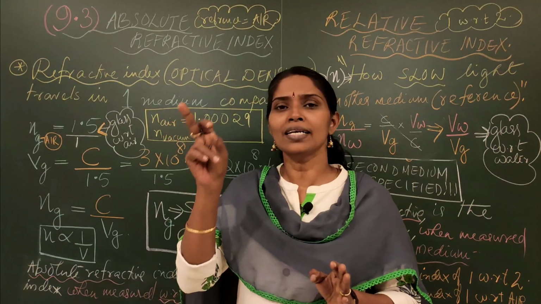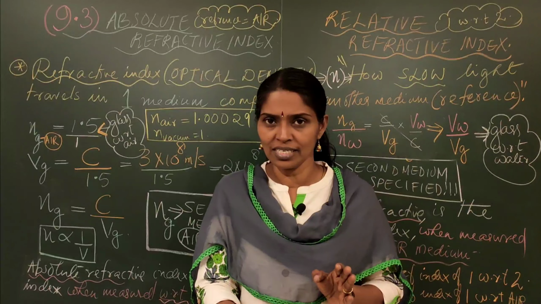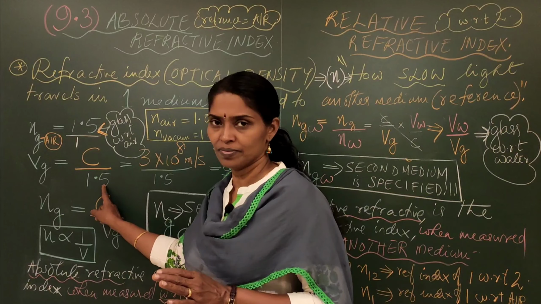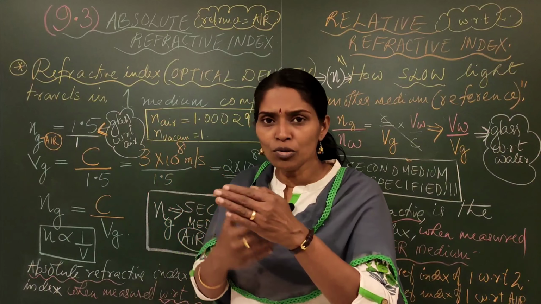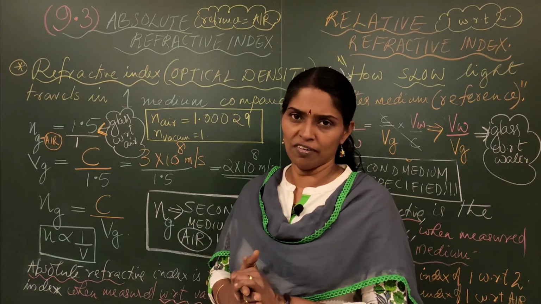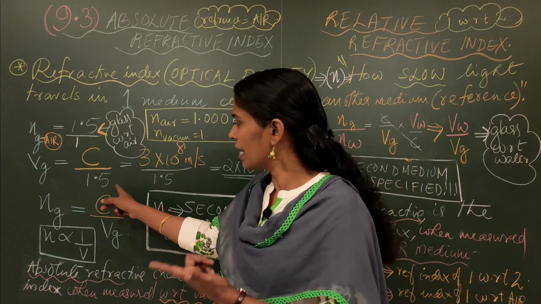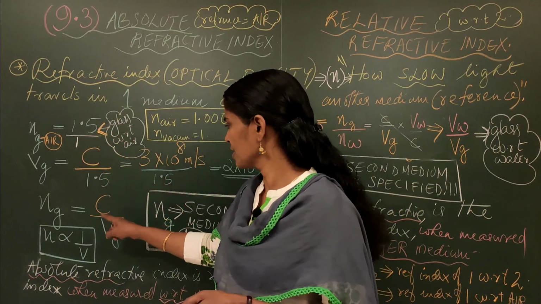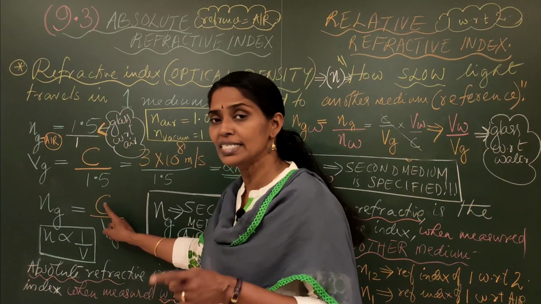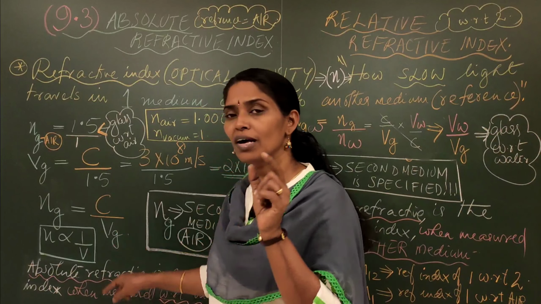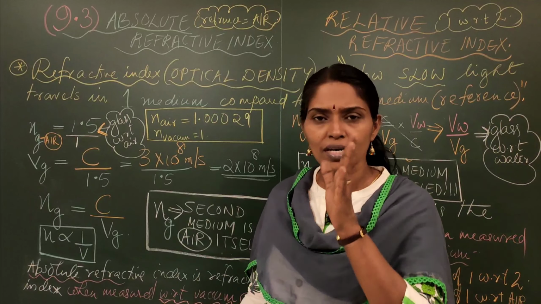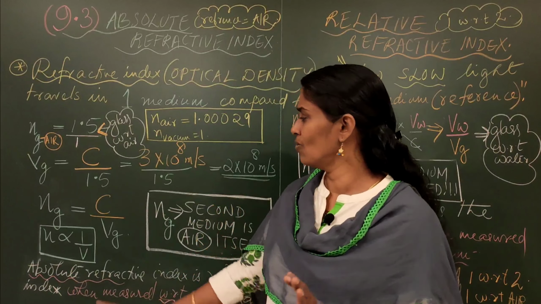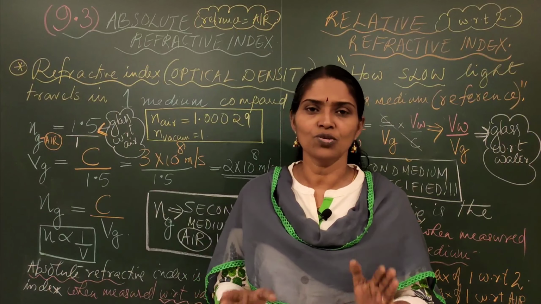Means when light comes from air or vacuum to glass, its velocity slows down by a factor of 1.5. Means the velocity just gets reduced by a multiple of 1.5. That is the meaning. Or I can again say refractive index is obtained this way: the velocity of light in air or vacuum divided by the velocity in that specific medium. Here the medium is glass. So take 3 into 10 to the power 8 by 2 into 10 to the power 8. You will get the same 1.5. So what did we do?